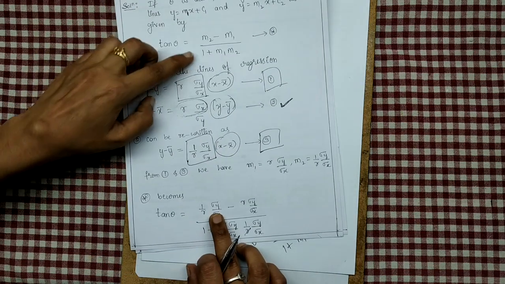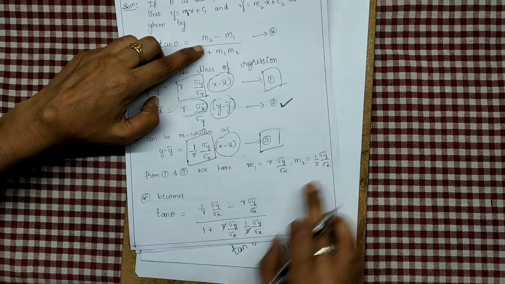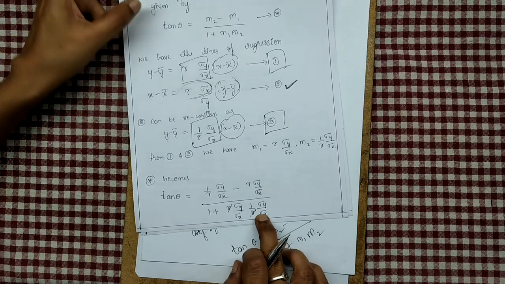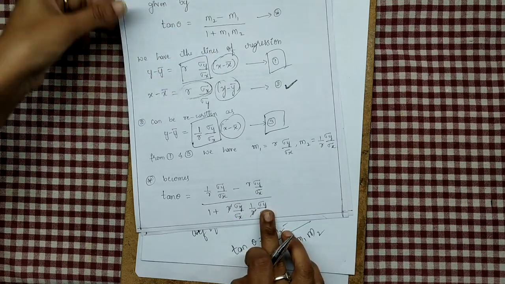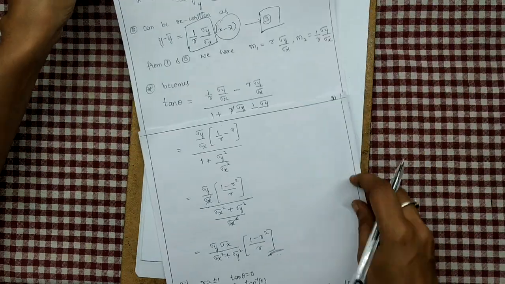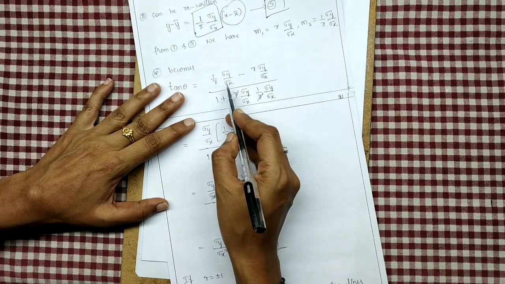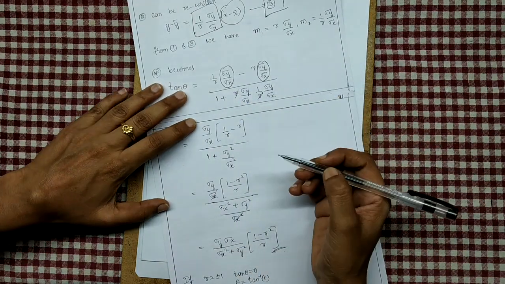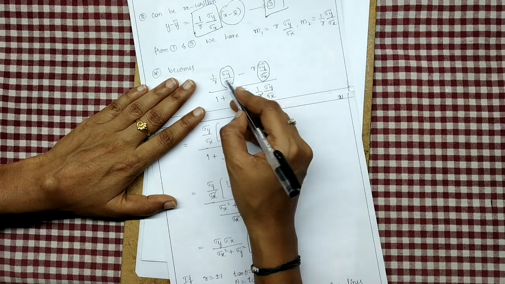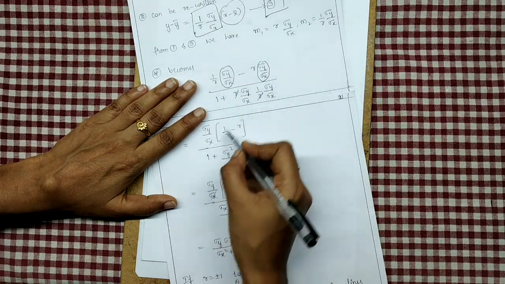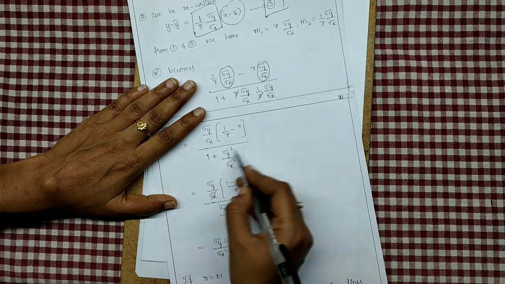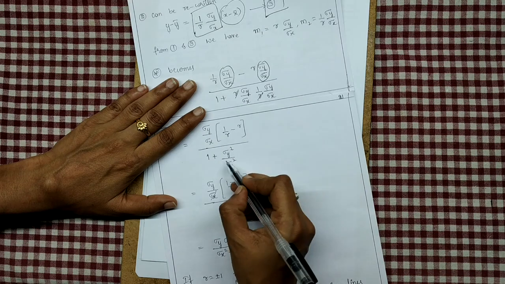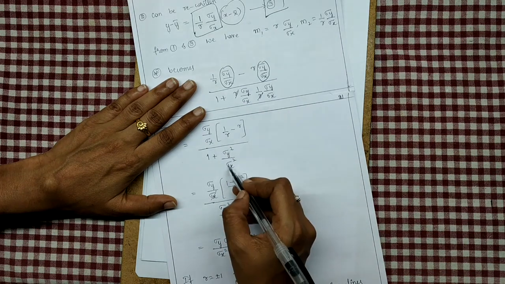Now tan theta is equal to m2, m2 is 1 by r into standard deviation y by standard deviation x, minus m1. M1 is substituted here, divided by 1 plus m1 m2, that we substituted. And later what we have done, we are simplifying those terms. So it is here standard deviation y by standard deviation x. See, this term is common. So take common standard deviation y by standard deviation x, and you will be remaining with 1 by r minus r, divided by 1 plus here standard deviation y into standard deviation y, so it is standard deviation y squared, divided by standard deviation x into standard deviation x is standard deviation x squared.